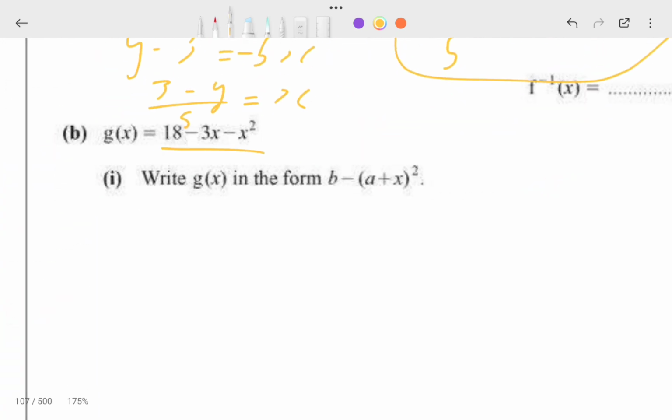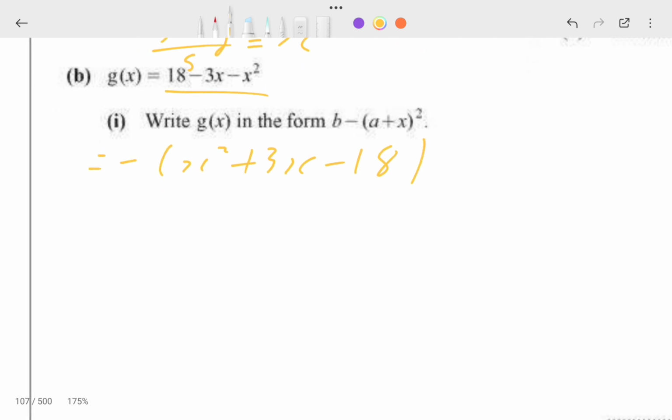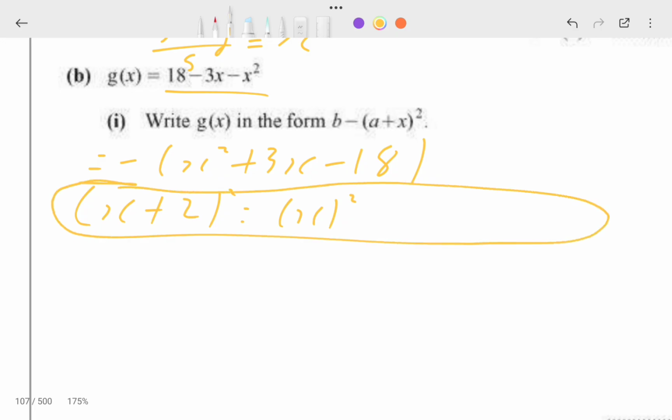Okay, part B, g of x is equal to 18 minus 3x minus x squared. Write g of x in the form of b minus (a plus x) squared. Okay, so first I'm taking minus common in this equation, so this will become x squared plus 3x minus 18. As we know, a bracket like this is equal to x squared plus 2ab plus b squared. You should not write this in the exam. I'm writing this to explain to you guys.